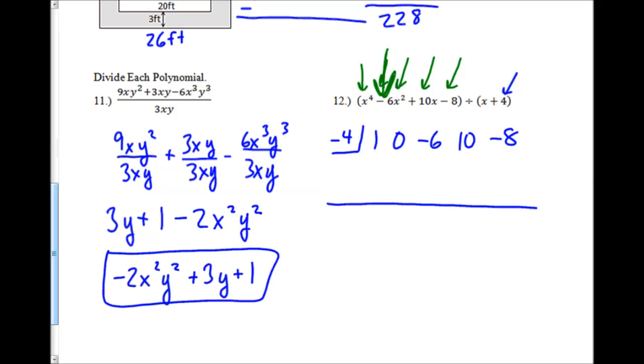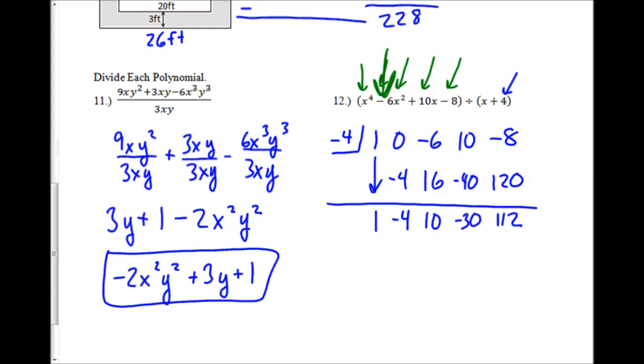And now for synthetic division, I bring down the first term, which is the 1. And now I multiply what's in the box times what's below the line, which gives me a negative 4. And then I add straight down, that's a negative 4. And now what's in the box times what's below the line gives me a positive 16. And then I add straight down, that's a 10. And then I multiply what's in the box times what's below the line, that's a negative 40. And then I add straight down, that's a negative 30. And then what's in the box times what's down here, that's a positive 120. And then I add straight down, that's a 112.